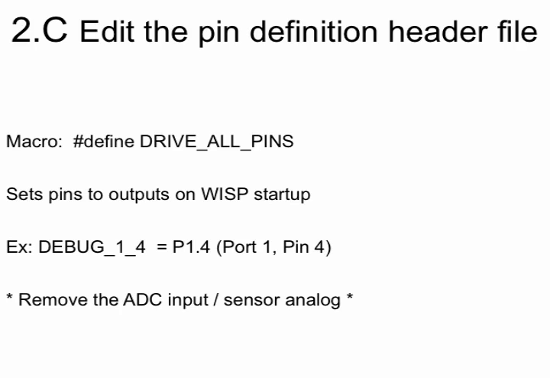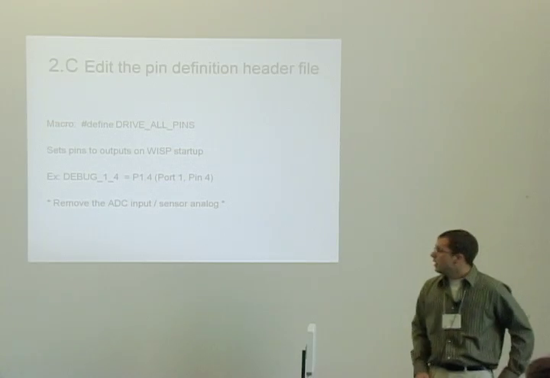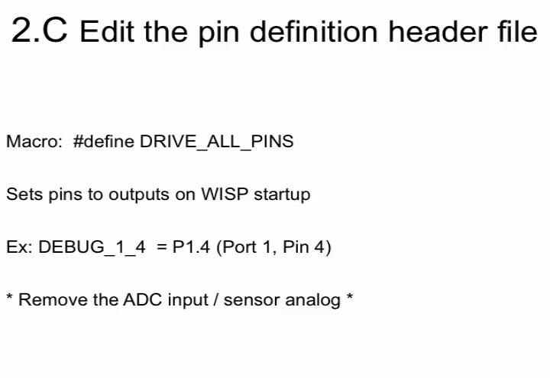So in terms of editing the pin definition file, the header file, it basically just contains a macro which is called when the WISP starts up. And it sets the pin directions for all the microcontroller pins. If we wanted to use, for example, port 1, pin 4, we'd want to remove that from that list of pins to set as outputs.